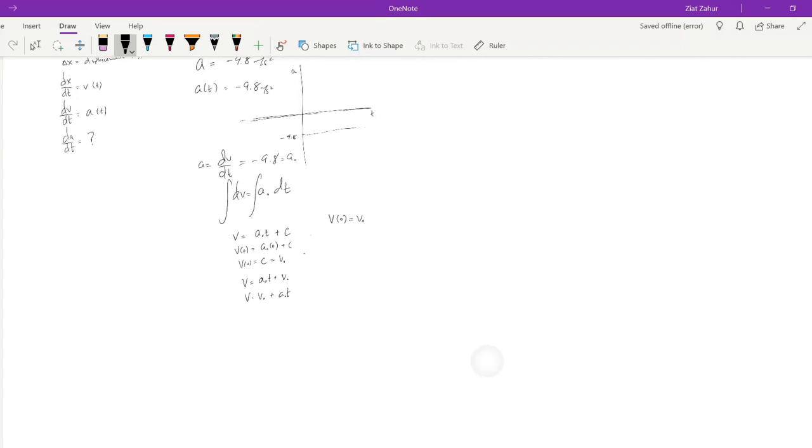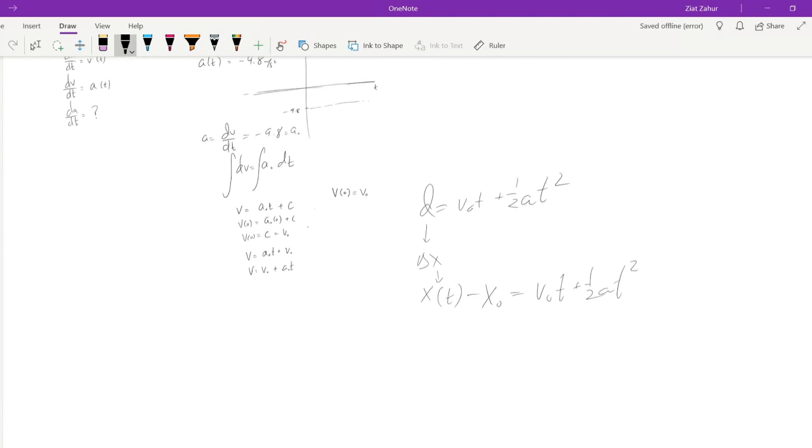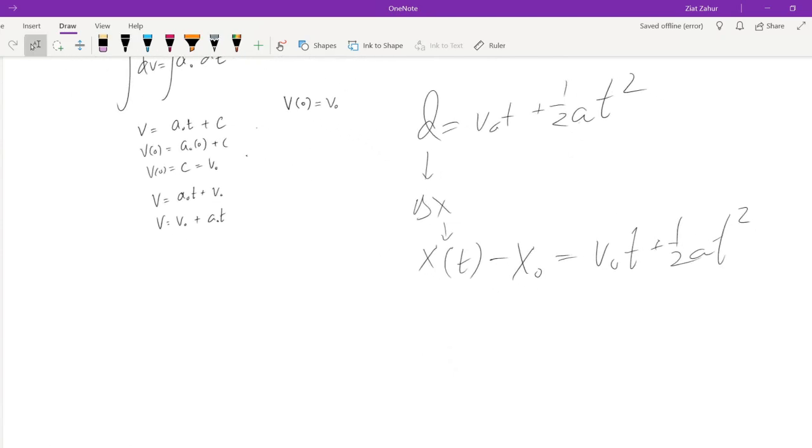Now D looks kind of weird on our formula. Remember, it was v0t plus 1/2 at squared, like this. But D is delta x, so know that as x final, which is x of t, minus x initial, x naught, is equal to the integral of v. So take the integral again, this is what you get. So x as a function of time is equal to x naught plus v0t plus 1/2 at squared.